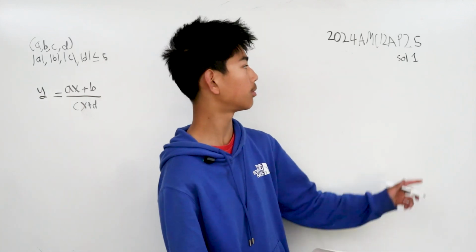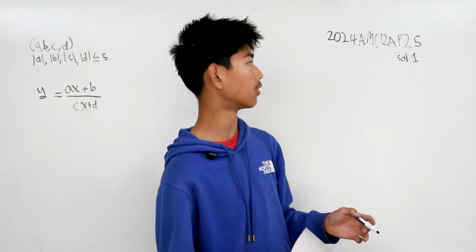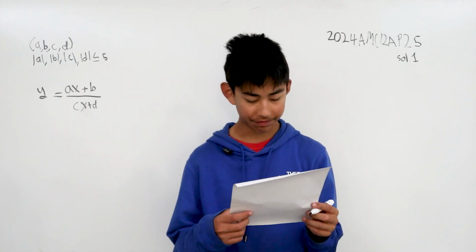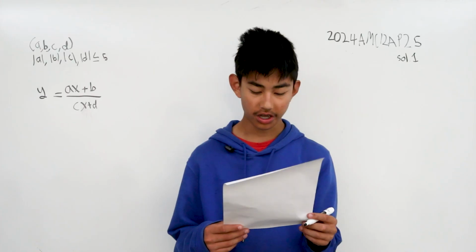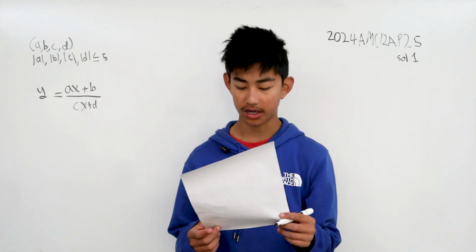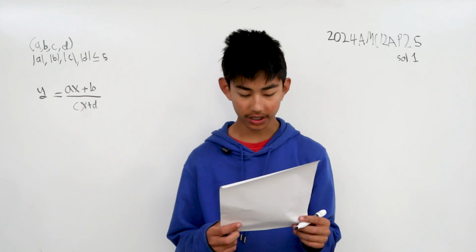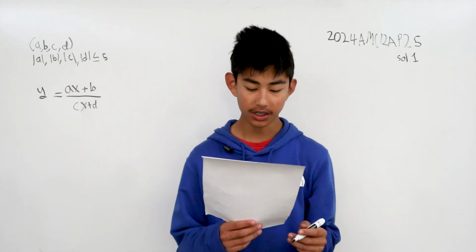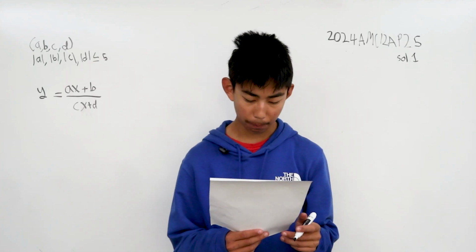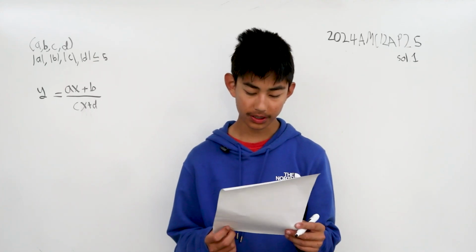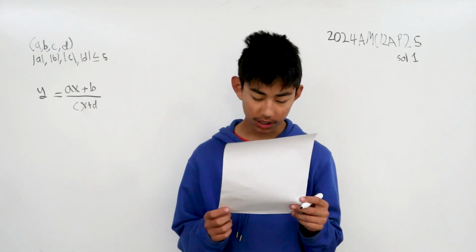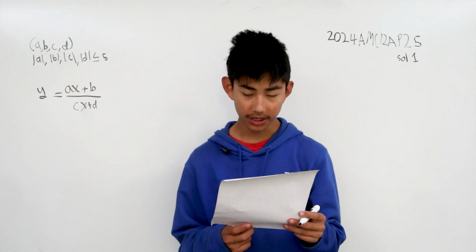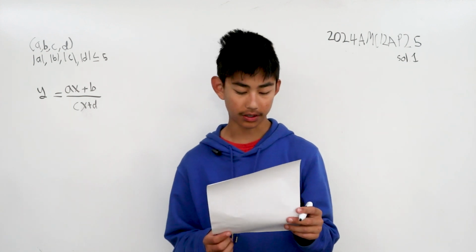We're solving problem 25 from the 2024 AMC 12A. A graph is symmetric about a line if the graph remains unchanged after reflection in that line. For how many quadruples of integers a, b, c, and d, where the absolute value of a, b, c, and d is less than or equal to 5, and c and d are not both 0, is the graph of y equals (ax plus b) over (cx plus d) symmetric about the line y equals x?